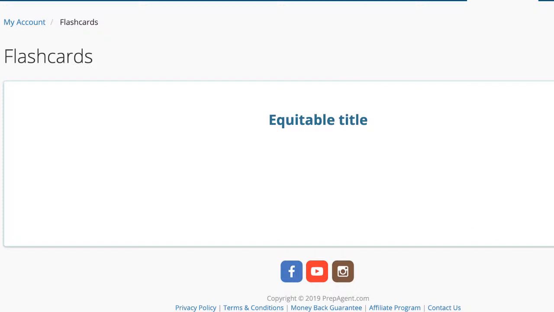Equitable title. What is equitable title? What do you guys think? So equitable title represents the right to use and possess and the right to get legal title at a later date.